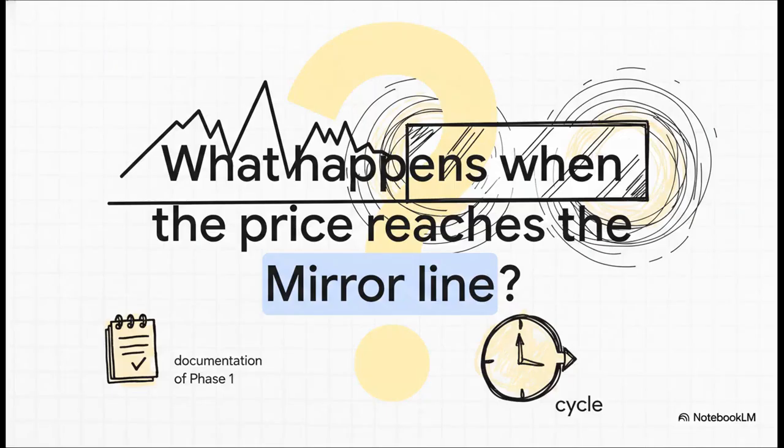So as we finish documenting Phase 1, we're left with this natural question. The very first target, T1, is that mirror line. So what happens when the price actually reaches that specific point in the structure? Well, that would mark the start of the next phase in the cycle.